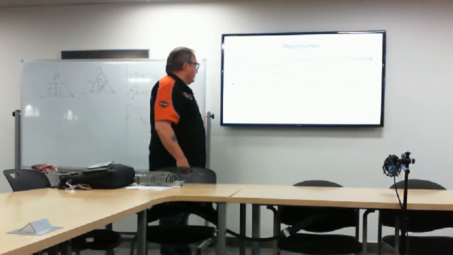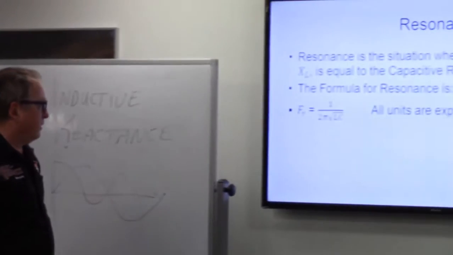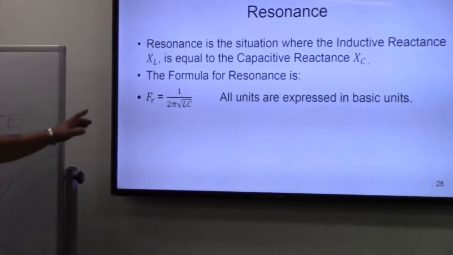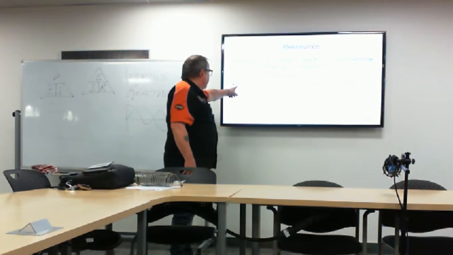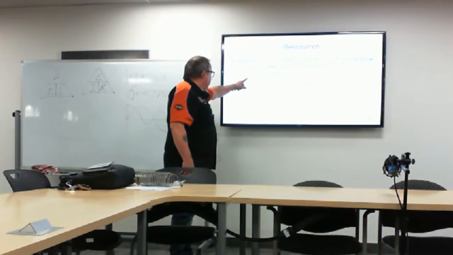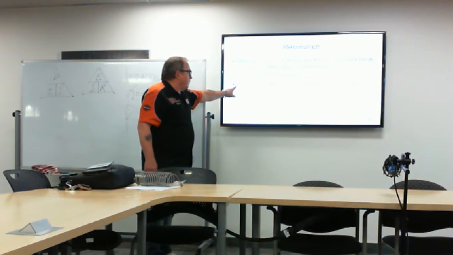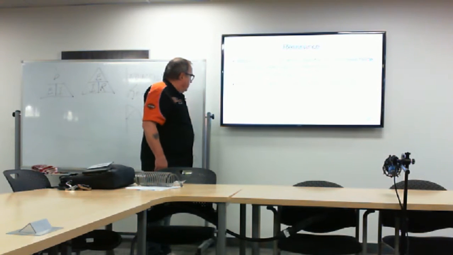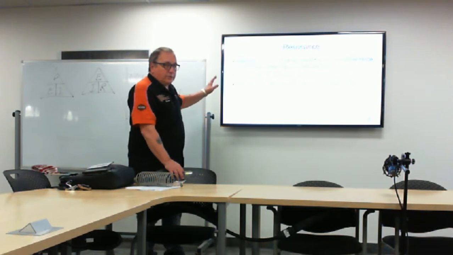Give me the next one. I don't like the way this is set up. Resonance is the situation where the inductive reactance is equal to the capacitive reactance. The formula for resonance is, with all units expressed in basic units, I'm not sure what FR is in this formula. Anyway, it's 1 over 2 pi square root of LC. So the frequency of resonance. Give me the next one, please. Oh, one second, I'm just jotting this down. Don't worry about this. It's going to come back.